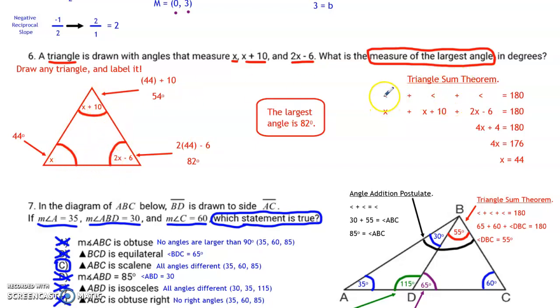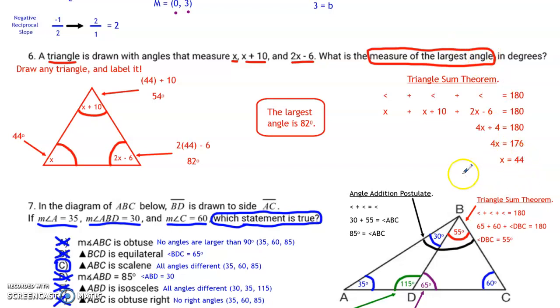So I'm supposed to say that these 3 angles add together to give me 180 degrees. So I substituted x plus 10, and 2x minus 6 into this equation. Then I simplified even more, and I solved for x. So x is equal to 44. Keep in mind, we have to identify what the question is asking us to find. It's asking us to find the value of the largest angle, not just the value of x.